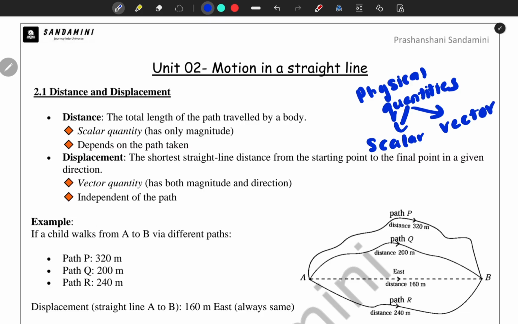What does that really mean? Physical quantities are what we use when explaining something in physics, a parameter we use to describe it. We can use words like time, speed, mass, weight, and many more. We use these in physics to explain things. Those are physical quantities. Suppose a physical quantity has only magnitude and no direction. Then we call it a scalar.